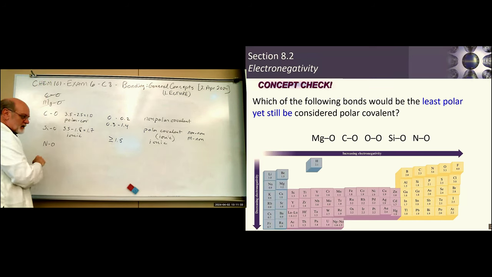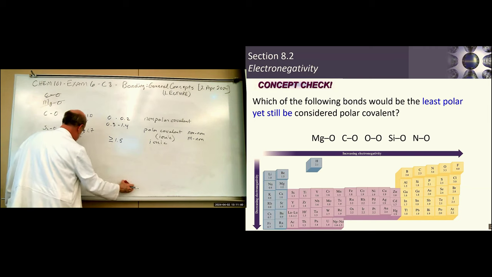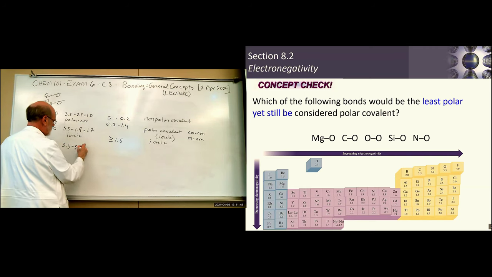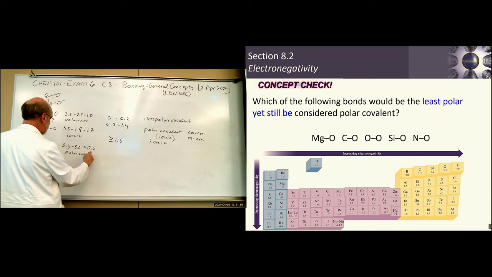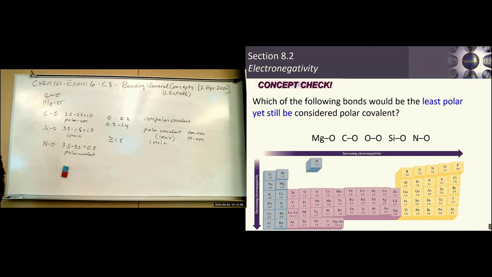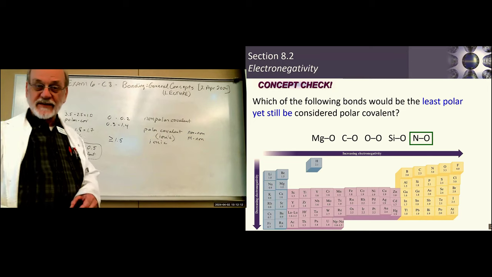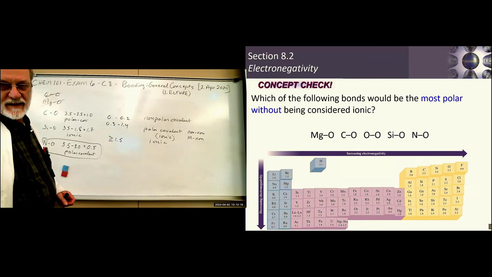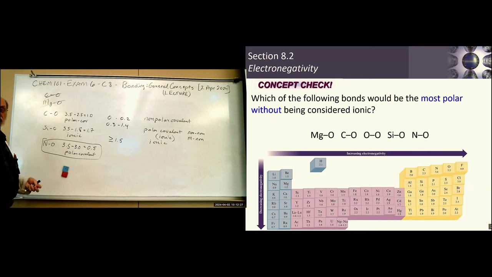And nitrogen, oxygen. Oxygen is 3.5, nitrogen is 3. 3.5 minus 3 is 0.5. So this one is also polar covalent. So the least polar covalent would be nitrogen and oxygen, and still be polar. All right. Now, the most polar without being considered ionic. Well, the most polar then would be this carbon and oxygen.